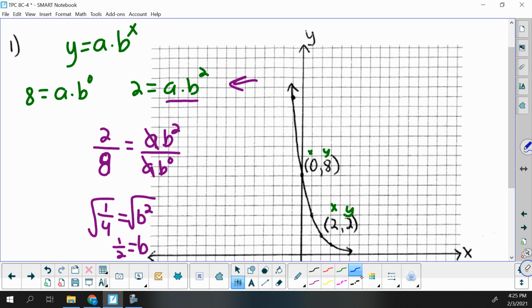We just need to find our a value. If you have something raised to the 0, that one will always be easier to work with. So let's sub the b value in. We'll have a times 1/2 to the 0. Well, anything to the 0 is 1, so this is a times 1, so our a is just 8. We'll write the equation. Y equals 8 times 1/2 to the x. If your b value is a fraction, it needs to be in parentheses. So it's a good idea. Just put your b value always in parentheses, and that'll take care of it.